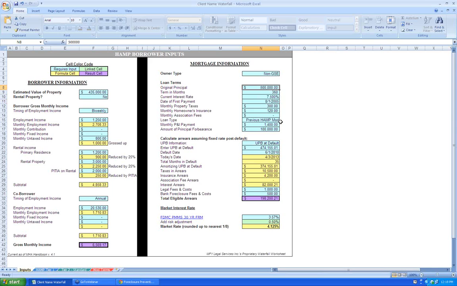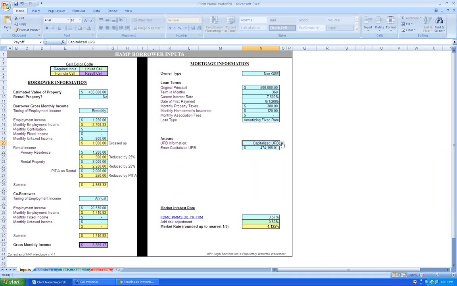So if somebody did have a previous HAMP modification, their date of first payment will be sometime in 2009 or later. Their term in months could be smaller than 360 if they didn't get a term extension, all the way up to 480. And their original principal is most likely going to be more than they initially borrowed because of the capitalization of arrearages. The reason why you put in what type of loan it is, is for this next part, the UPB information.